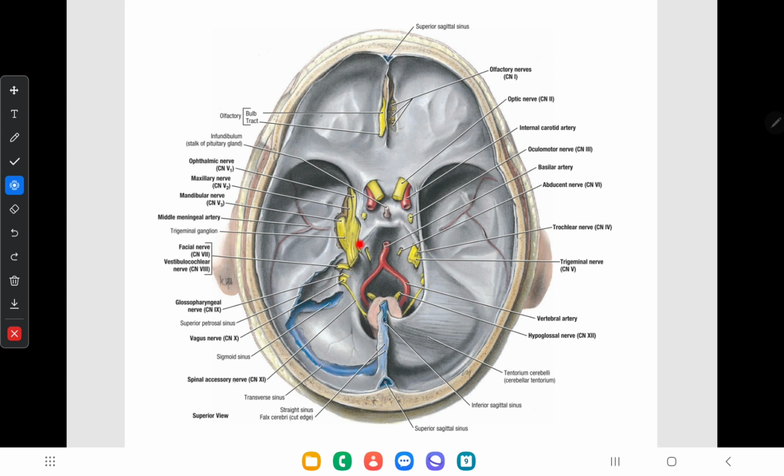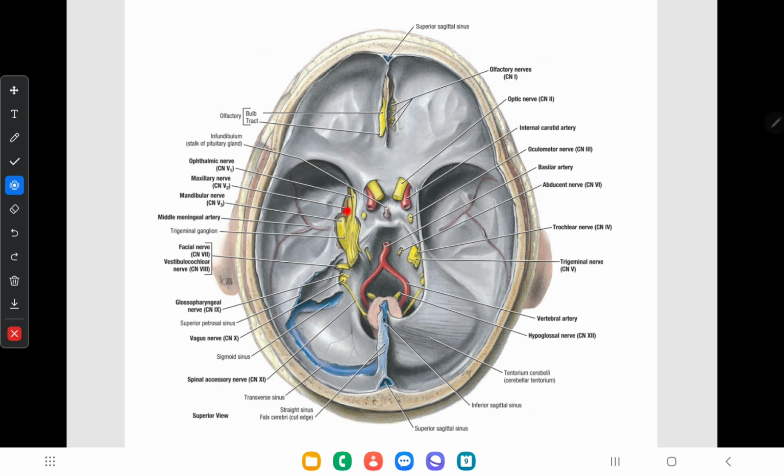The location of this trigeminal ganglion, you can see, is in the middle cranial fossa in contact with the anterior surface of the petrous part of the temporal bone near its apex. This area is the middle cranial fossa, this area is the anterior cranial fossa and this is the posterior cranial fossa. So, when we talk about the dural relations of the trigeminal ganglion, it is housed in a pouch of dura mater called the trigeminal or Meckel's cave.